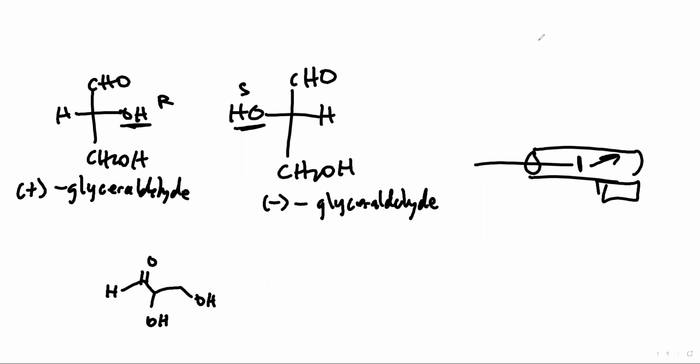Okay. So the simplest sugars and simplest natural sugars, the right-facing OH gives us a plus spin, and the left-facing OH gives us a minus spin. To summarize this, what we say is that this is a D-glyceraldehyde. So we say plus D-glyceraldehyde. And then here we say a minus L-glyceraldehyde.